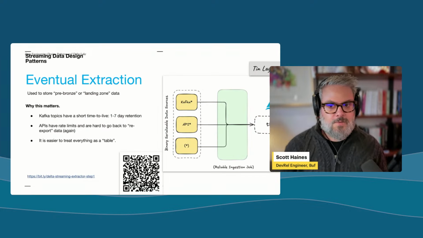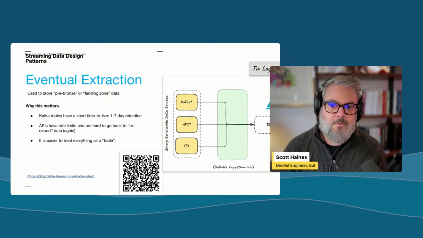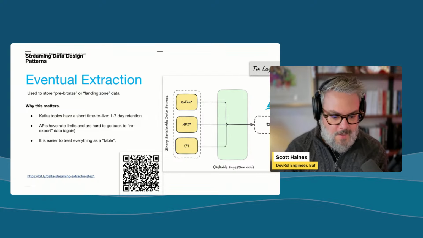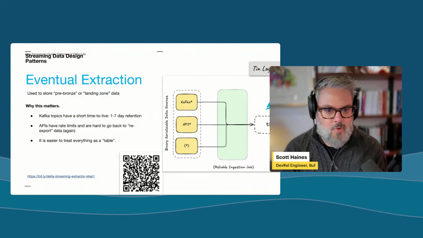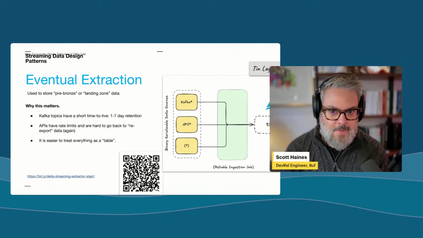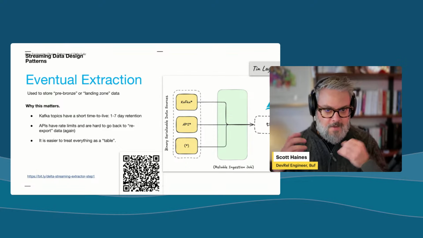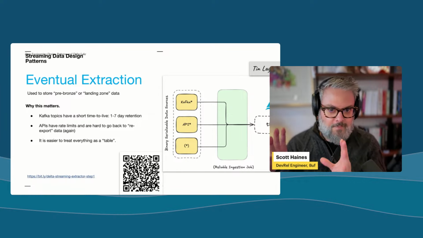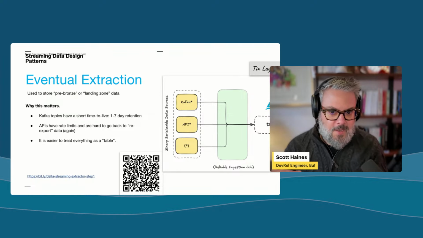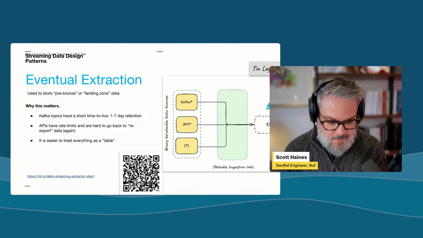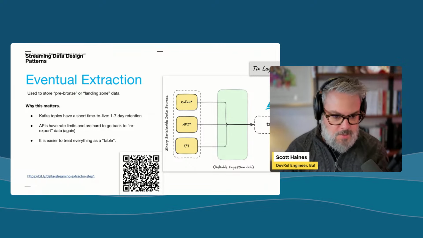So what is eventual extraction? It's basically pre-bronze, a safe space to perpetually go back to. On the screen we have our tin layer, and that's great. The first part of the job is essentially just taking the data source data as is, doing zero augmentation to it at all.